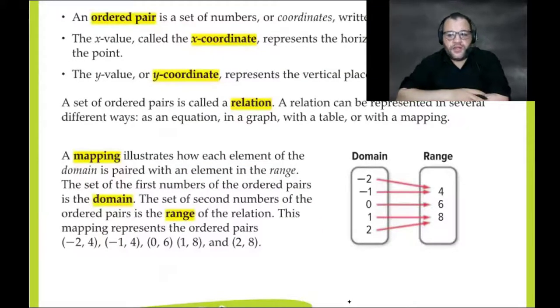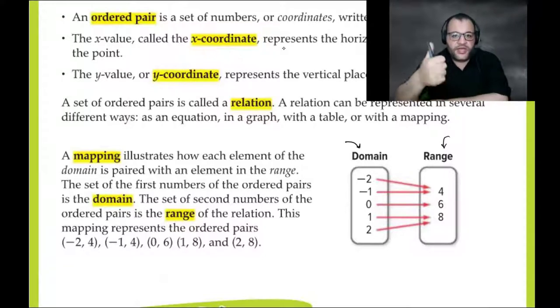So we have another way that we can represent the relation, which is defined by the mapping. What is the meaning of the mapping? We have two columns like this one. We write the elements of the set of X, and here we write the elements of the set of Y. The set of X is defined as the domain, and the set of Y as the range. So each element of the domain is connected with an element of the range. That's what we mean by the mapping method to represent the relation.